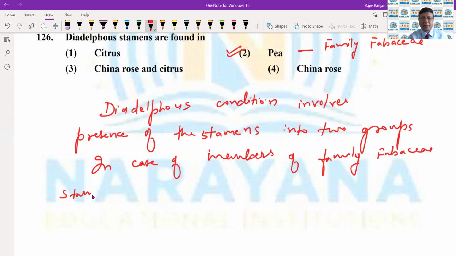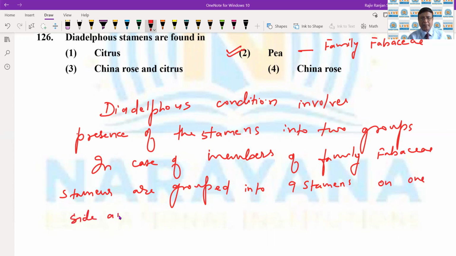stamens are grouped into 9 stamens on one side and one stamen on the other.